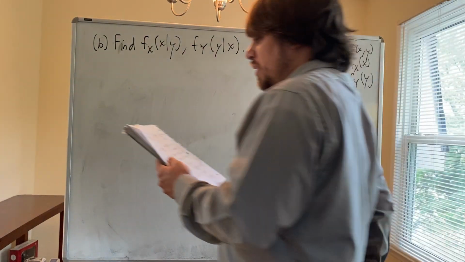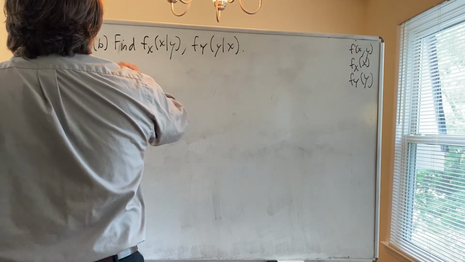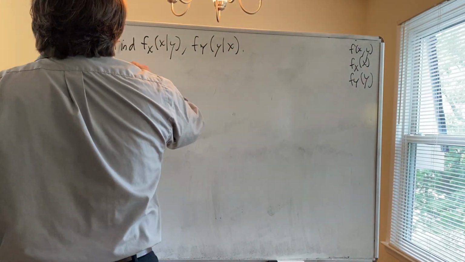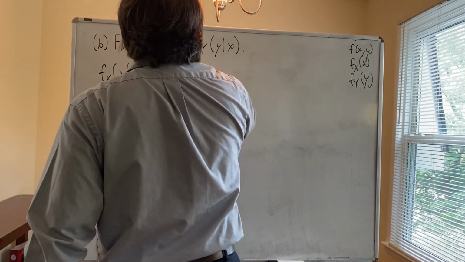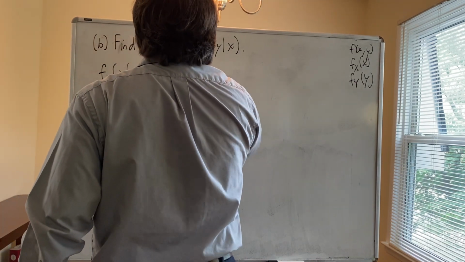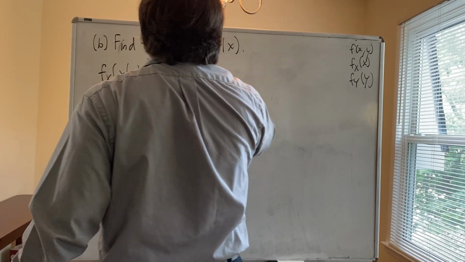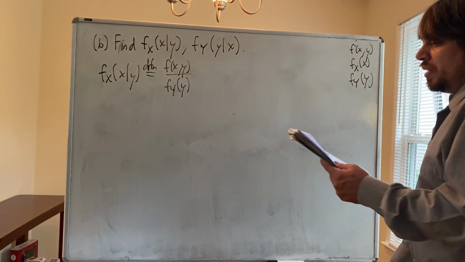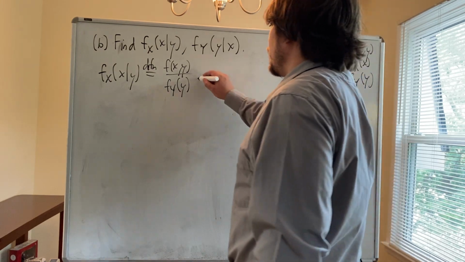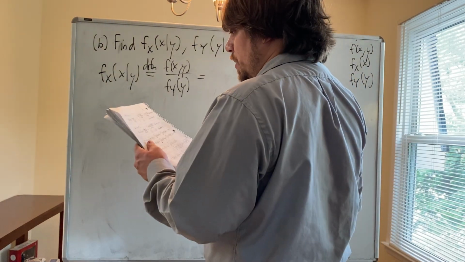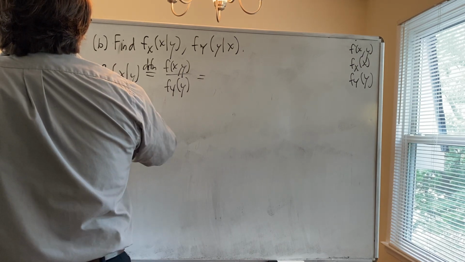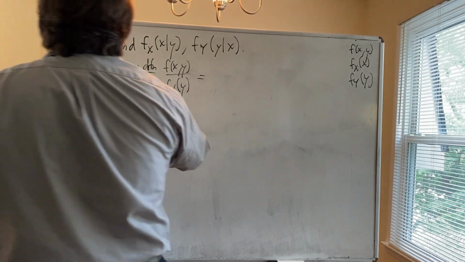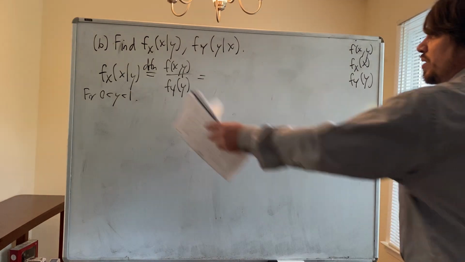Okay, so let's do that. So f sub capital X of x given y, by definition, that conditional probability is f of x comma y over f sub capital Y of little y. Okay, and so that's equal to, this is for y values strictly between 0 and 1, this function.